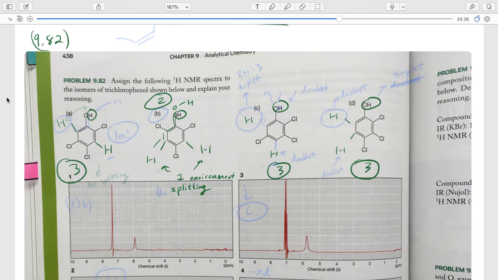Then analyzing the splitting pattern for the rest of these, we should also see no splitting here. You might be asking, what about these two hydrogens right here? They are too far apart because it's 1, 2, 3, 0, 4. Oh, yeah, that does count. Never mind. So, yes. No, it doesn't.